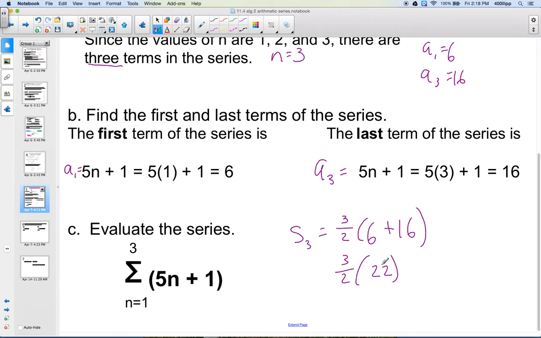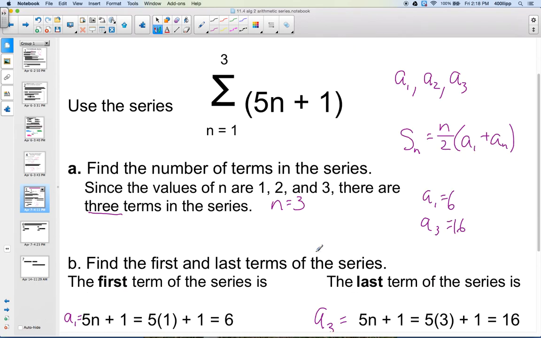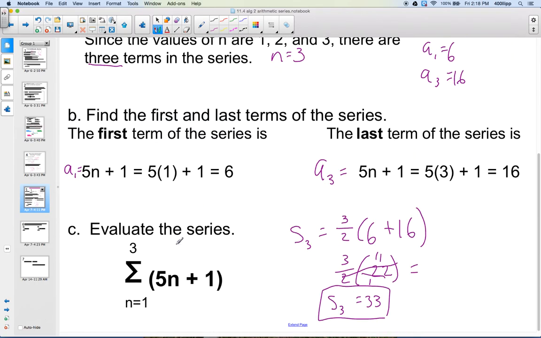And then we can cancel this out here. 22 over 2 will be 11. And then therefore we get our sum to be 33. 3 times 11, or 33. And that's how we found the sum when it's written in summation notation.